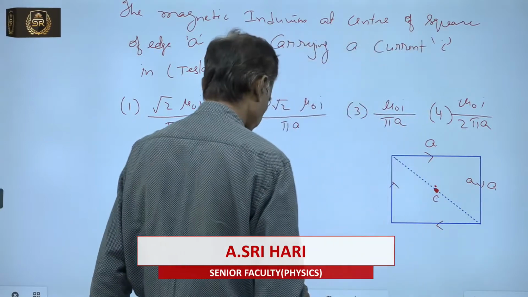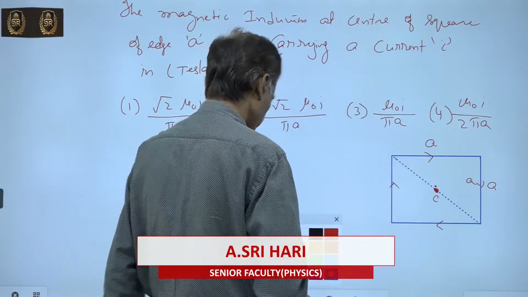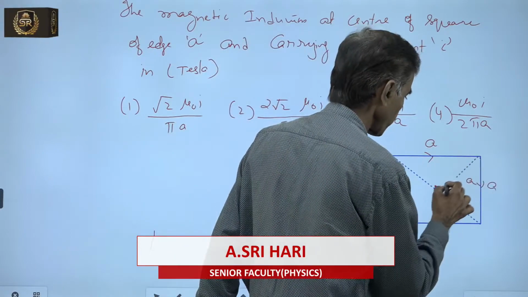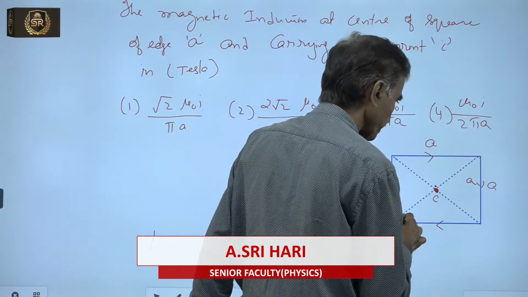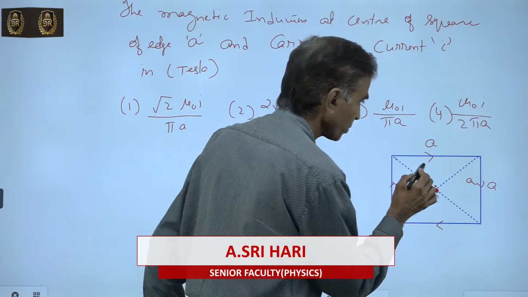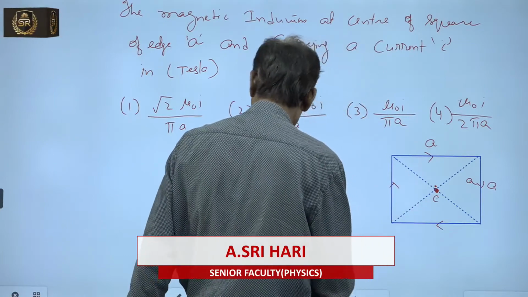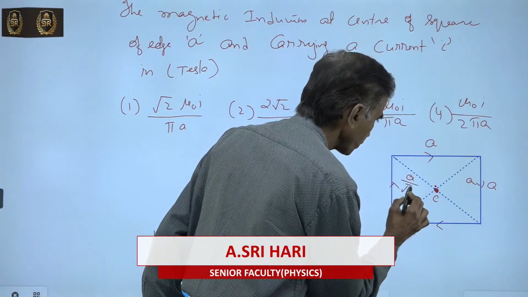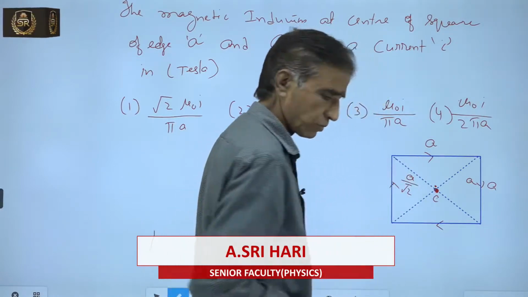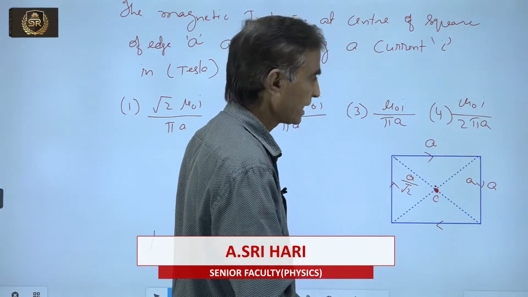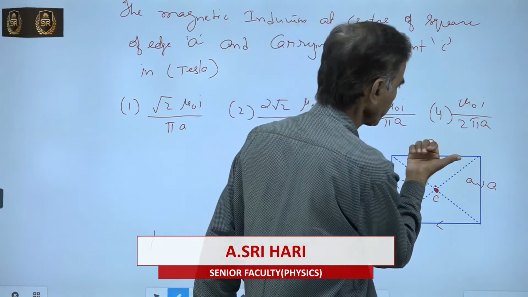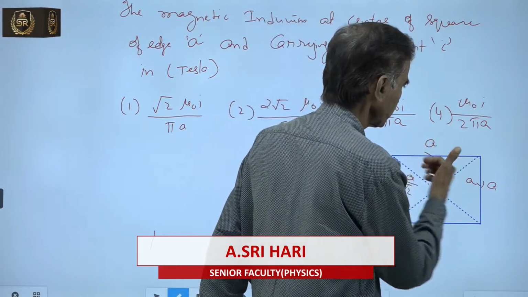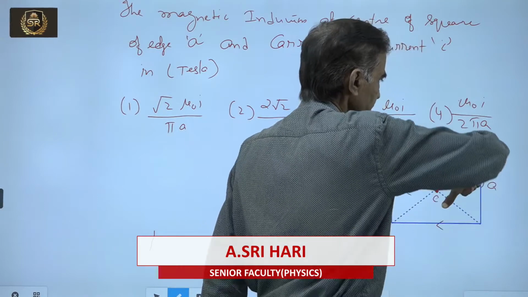Okay, that is the square. So this is what we are doing now. This is a by root 2, a by root 2, a by root 2. Now we will see the direction. What is the direction of this current? Into the plane.